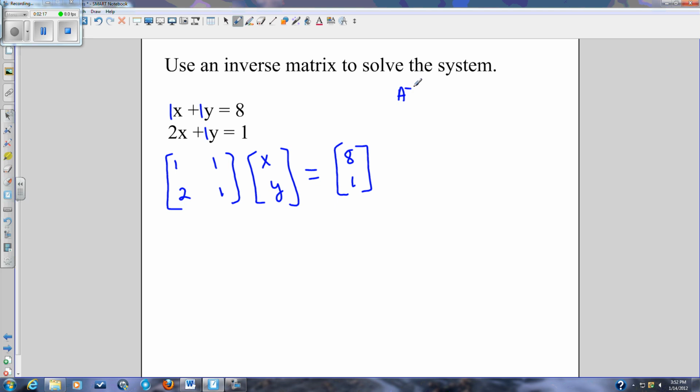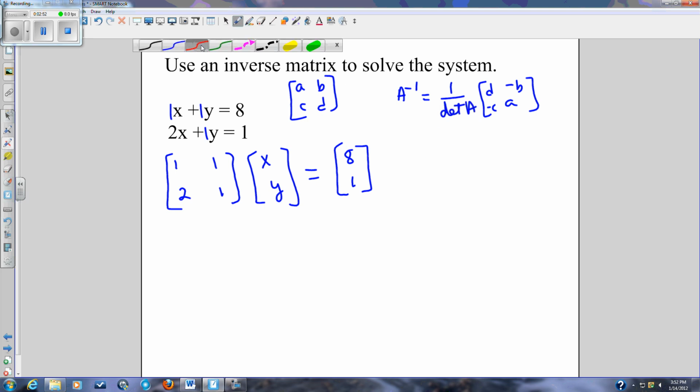The way we do that is we take 1 over the determinant of matrix A. And if you remember correctly, if we have a, b, c, d as the entries in our matrix, we reverse a and d, and we change the signs on b and c. Okay, so let's go ahead and do that. I'm going to do that in a different color off to the side here.